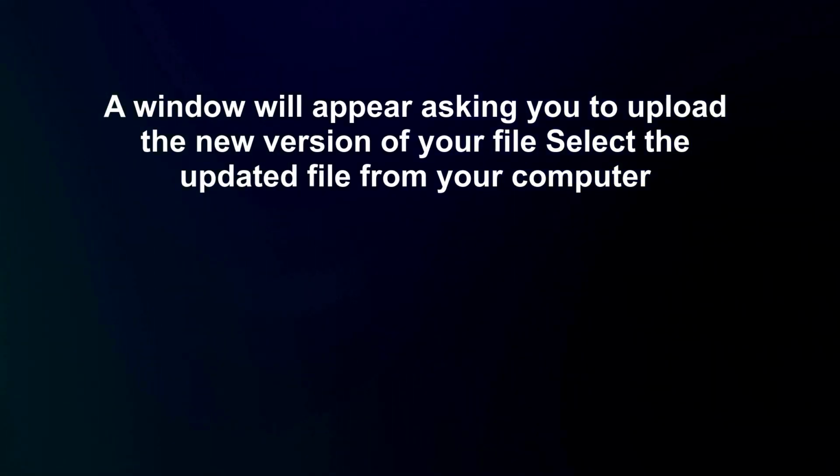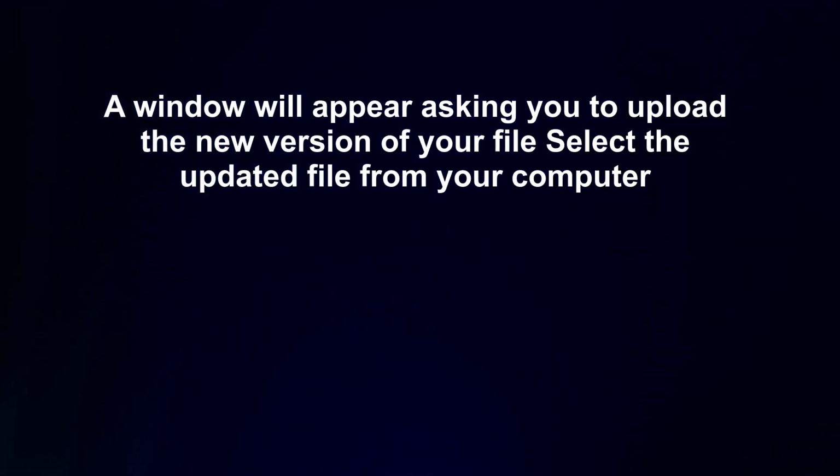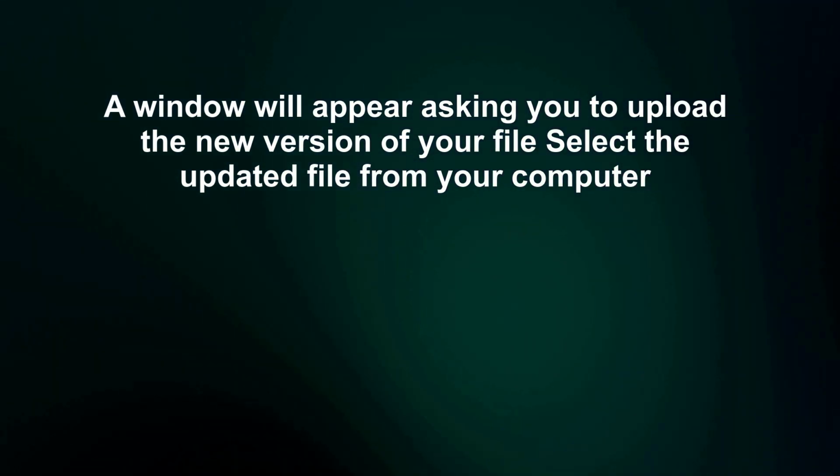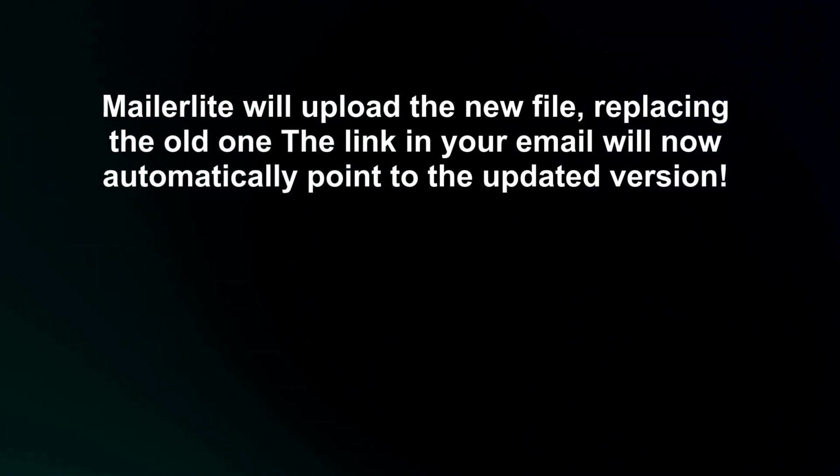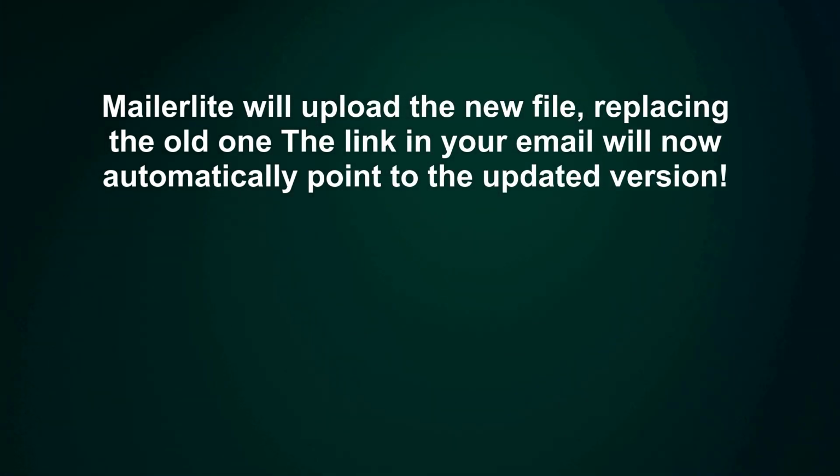A window will appear asking you to upload the new version of your file. Select the updated file from your computer. Mailerlite will upload the new file, replacing the old one. The link in your email will now automatically point to the updated version.